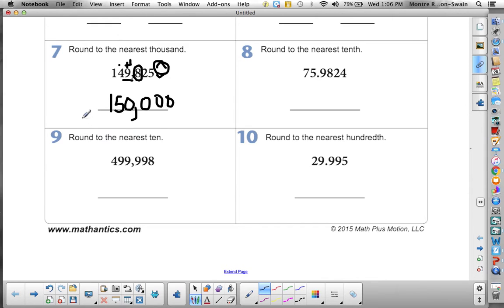Number 9, round to the nearest 10. We have 499,998. Underline the 9 in the tens place. I'm going to look at the 8. The 8 is going to tell me if I'm going to round up or down. I am rounding up, so I'm going to add 1 to the 9, which makes it a 10.